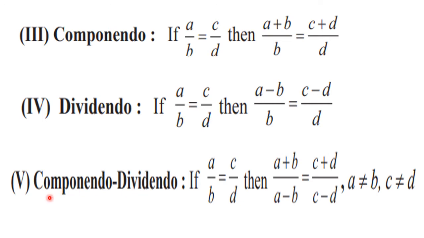But for this particular property, there is one condition that here A cannot be equal to B and C cannot be equal to D. Because if they are equal, then the denominator will become 0, which is not allowed. All of you know that we cannot divide any number by 0. If in the denominator we have 0, it is meaningless. It has no meaning. It cannot be defined. That is why you have to keep in mind this condition that A cannot be equal to B and C cannot be equal to D.